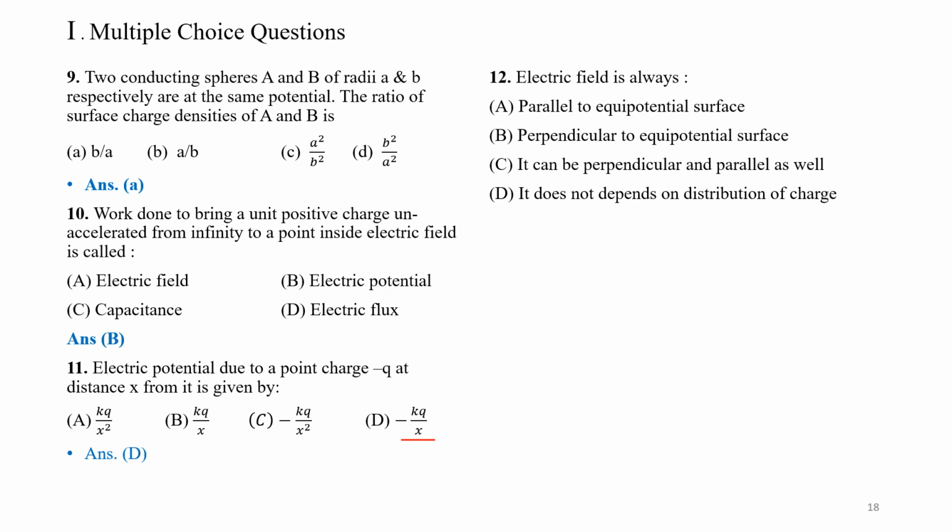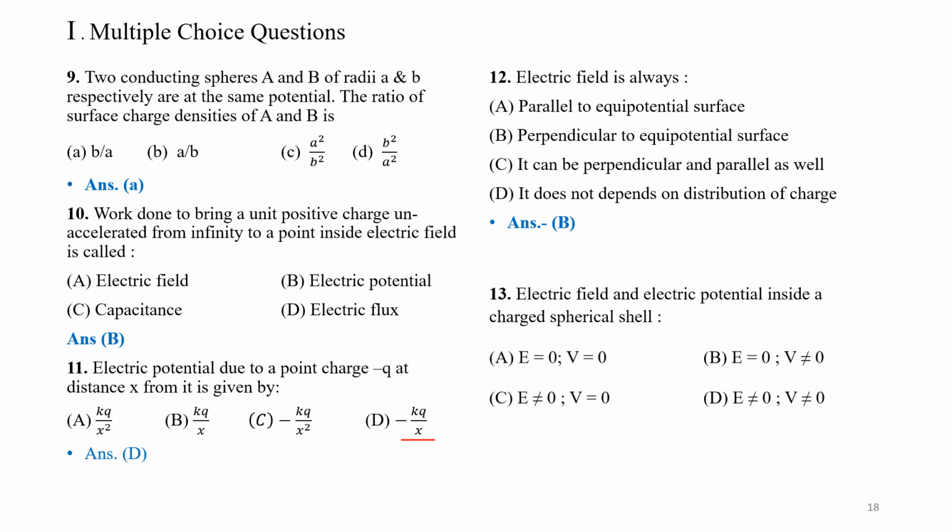Question number 12. Electric field is always parallel to the equipotential? There are 4 options. You know electric field is always perpendicular to the equipotential surface. The option B is the answer. Electric field and electric potential inside a charged spherical shell is, so E is 0 inside a spherical shell and V is not 0. V is constant, you know very well. The correct answer is B.